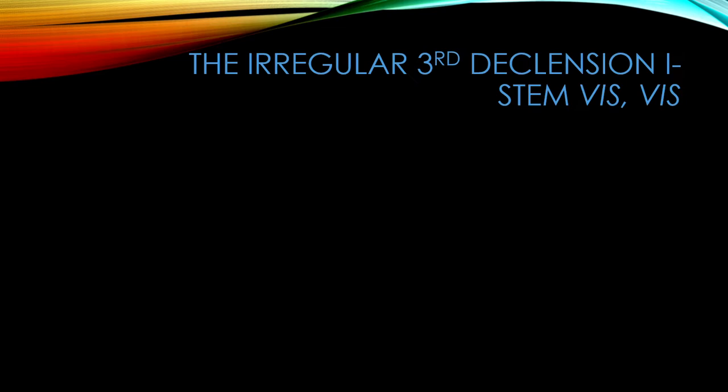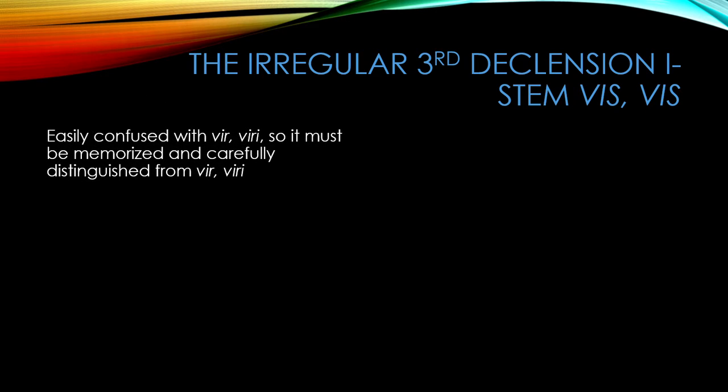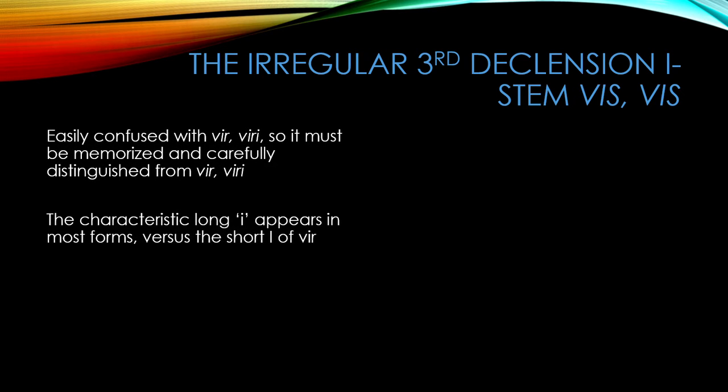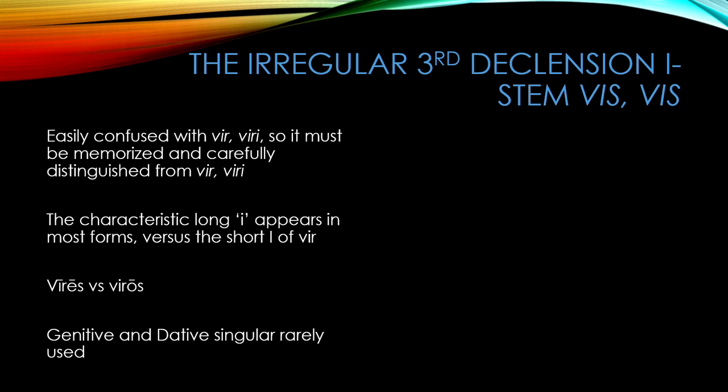This chapter also introduces the irregular third declension I-stem noun vis, vis. It is a very common word, and because its forms look similar to vir or virī, it must be memorized to avoid confusion. One way to help is to recall that the stem of vir or virī has a short I, whereas the characteristic long I of vis, vis remains in almost every form of the noun. The genitive and dative singular of this noun are rarely used, but should still be memorized.